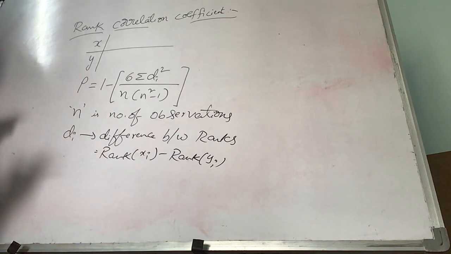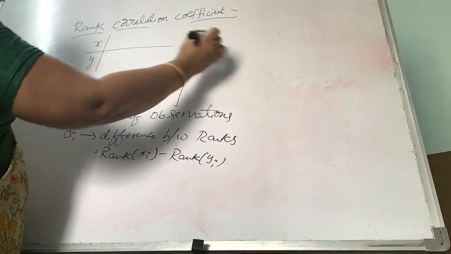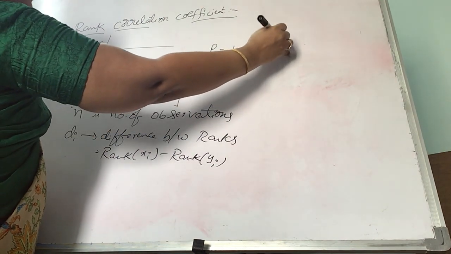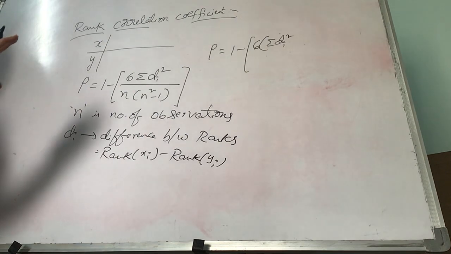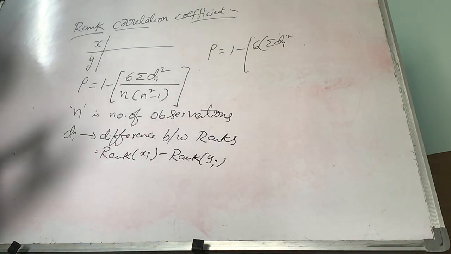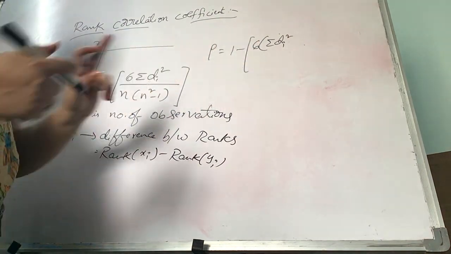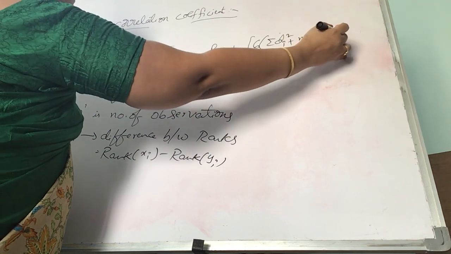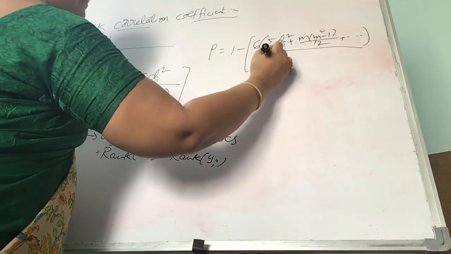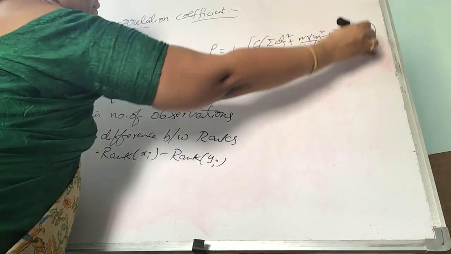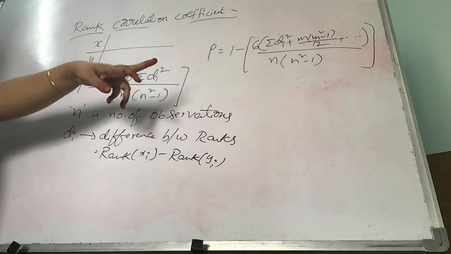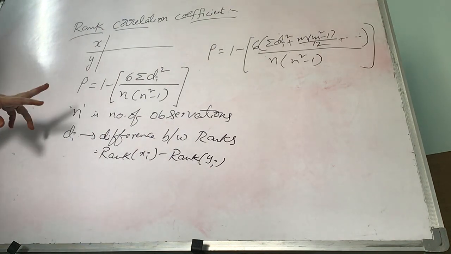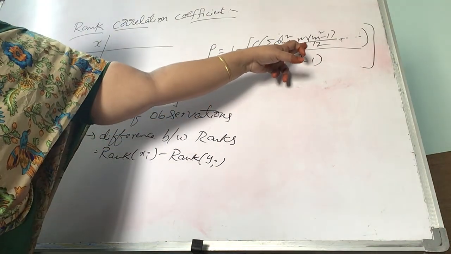In case of repeated observations, the rank correlation coefficient is given by rho is equal to 1 minus 6 into summation of di square. Up to this one is common to all. In addition to that, we have to add an extra factor to summation of di square. That factor is m into m square minus 1 by 12. For each repeated observation, we have to add this factor. That means if there are two repeated observations, then we have to add two factors, m into m square minus 1 by 12 plus m into m square minus 1 by 12. If there are three repeated observations, then we have to add three such terms.